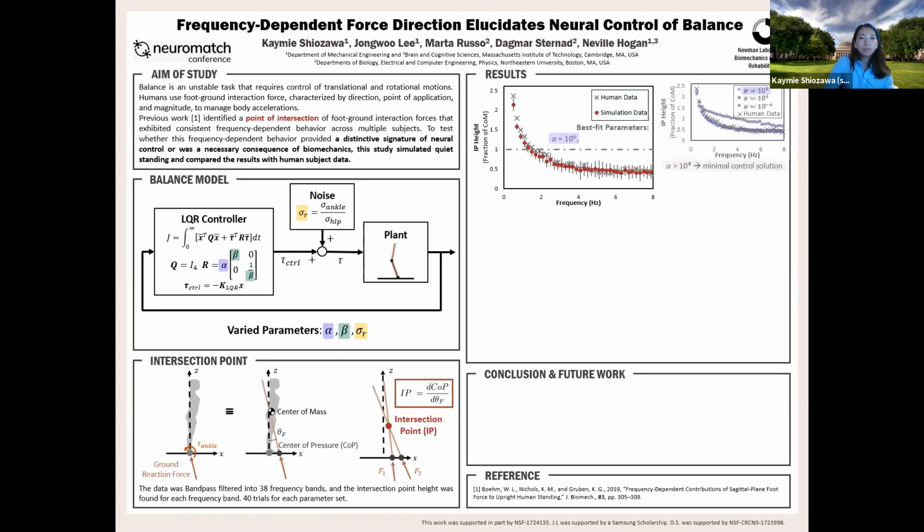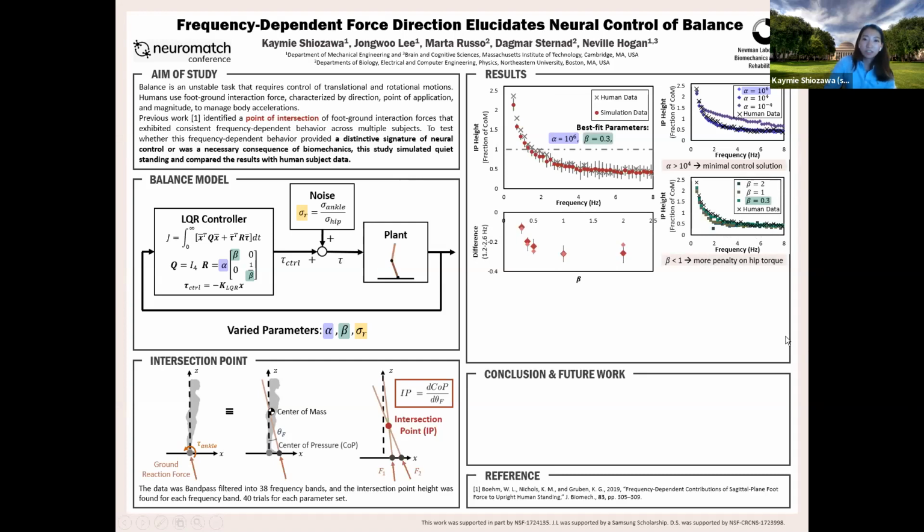For example, varying alpha affected the frequency at which the intersection point crossed the center of mass. A large value of alpha, such as 10 to the 6th or 10 to the 4th, minimized the control input required to stabilize the inverted pendulum, and resulted in a close replication of human subject data. This makes physiological sense because humans likely minimize control effort during quiet standing.